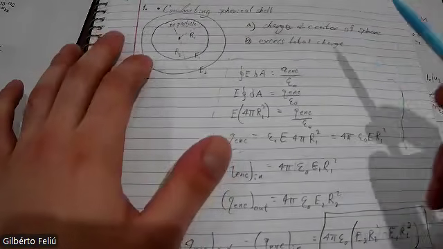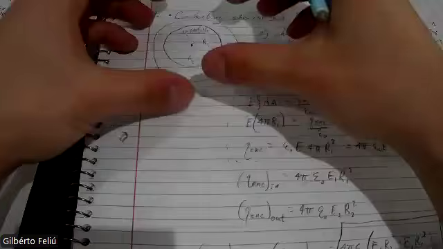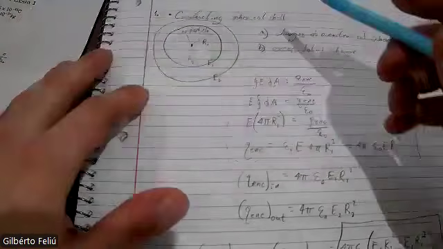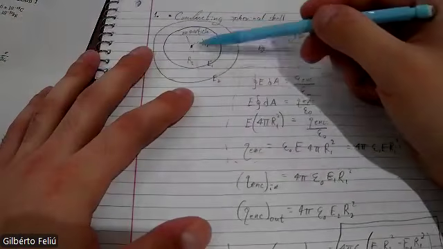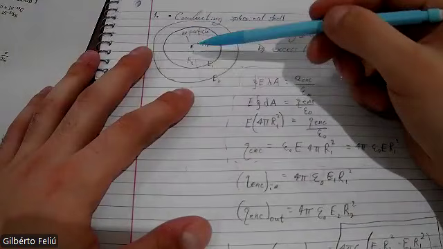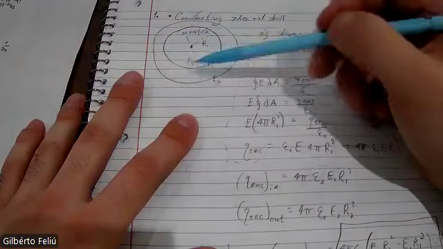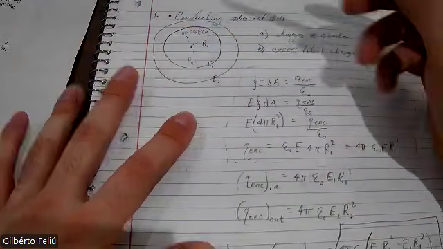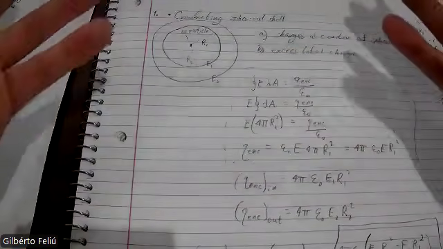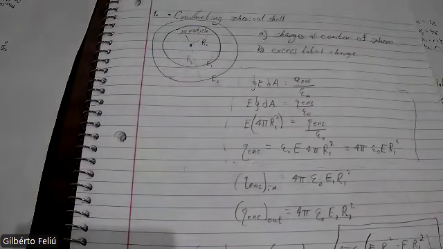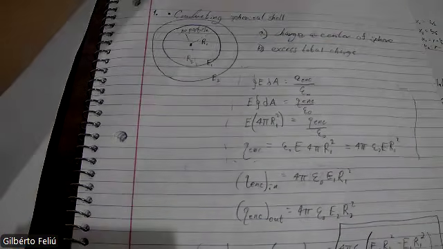It's asking, so you have a conducting spherical shell. So you have this empty space inside. You have this reference point and two concentric spherical surfaces outlining the conducting spherical shell. And the first part is asking what is the charge at the center of the sphere. So actually, I'll do it again.